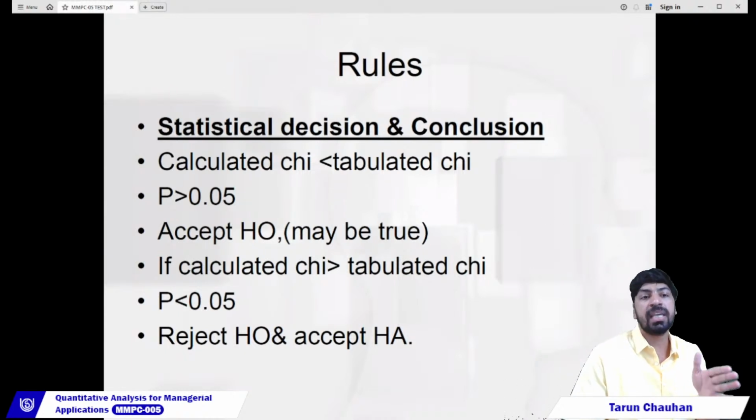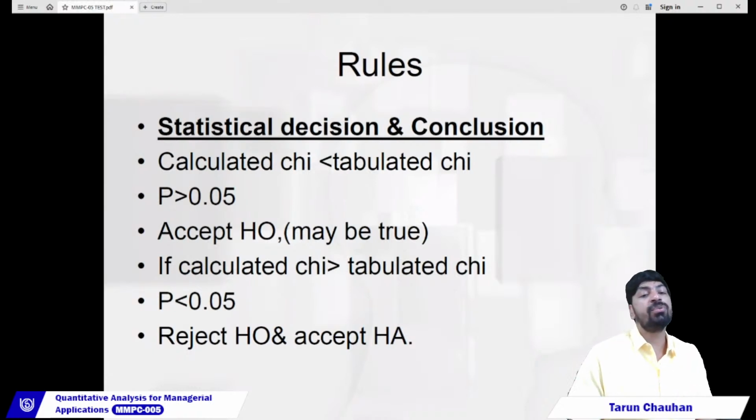So the first rule says if the calculated chi-square value is less than the tabulated chi-square value, then the null hypothesis will be accepted. It means whatever statement the researcher has made may be true. And in that case, such a rule will be applied if the level of significance is 0.05, or in other words 5%.